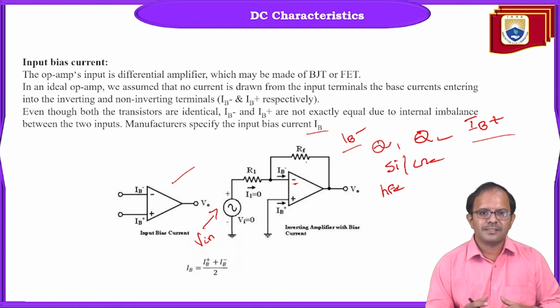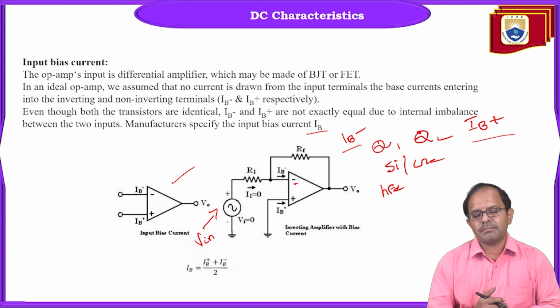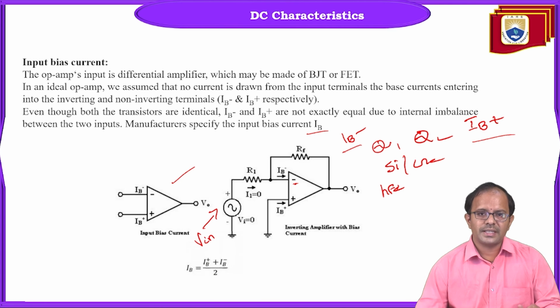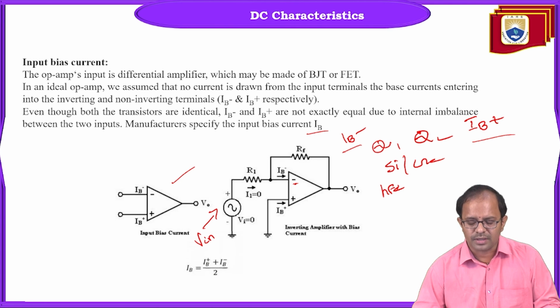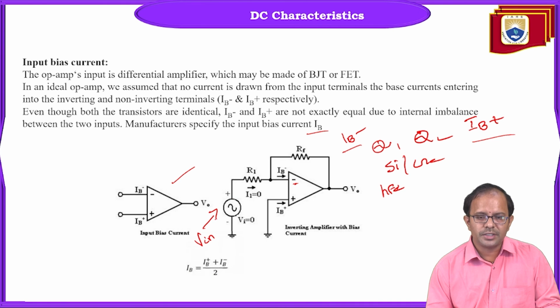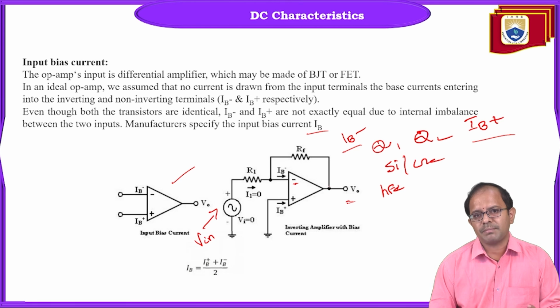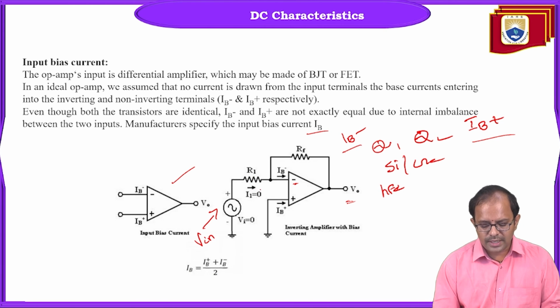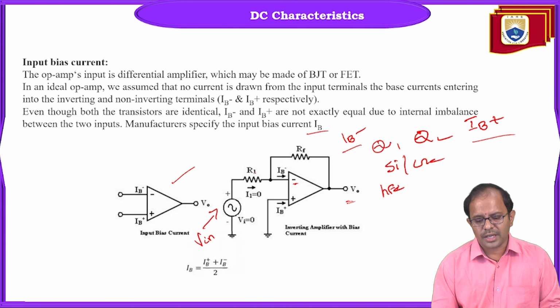In order to analyze these input bias currents as a part of our DC characteristics, let us consider an inverting amplifier, where the inverting terminal is connected to the source, Vin, and the non-inverting terminal is connected to ground. As usual, here we are going to get the output voltage V0, and there will be a feedback path between the output terminal and input terminal, which is RF. RF is the feedback resistor, and R1 is the input resistor. So there will be some amount of current I1 through the resistor R1, right?